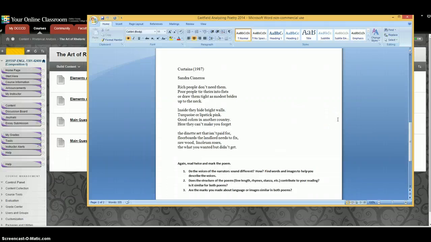It's titled Curtains by Sandra Cisneros. And it has a little bit of a different tone to it.